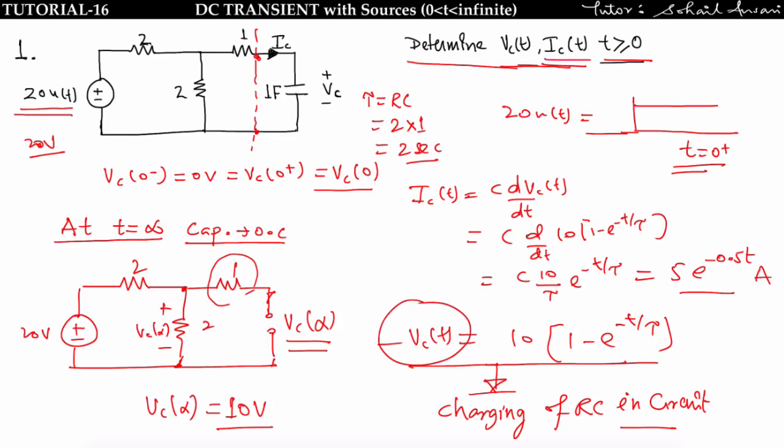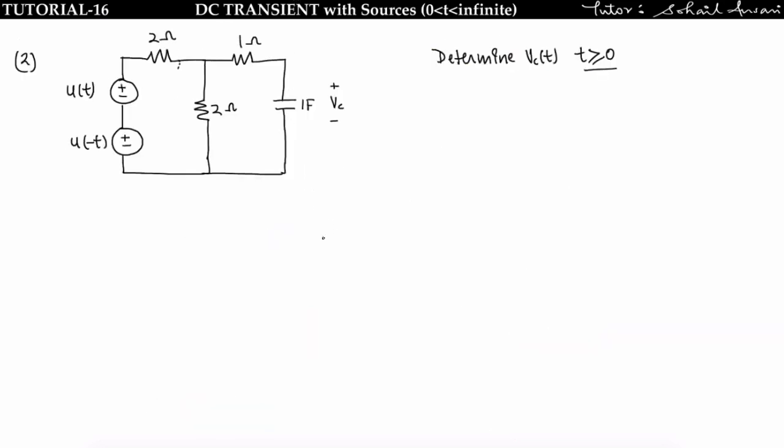Got it? You only have to remember the one formula, that is equal to Vc of infinity plus [Vc of 0 minus Vc of infinity] into e to the power minus t upon tau. We will make the circuit for t equal to 0 and t equal to infinity, find the initial condition and final condition and put those conditions in the formula. We will get Vc of t. Okay, let us see the next problem.